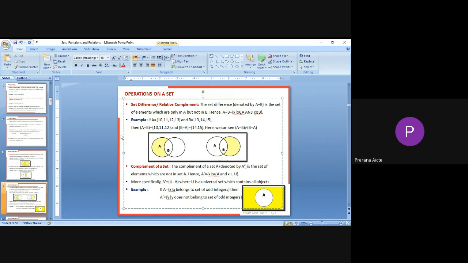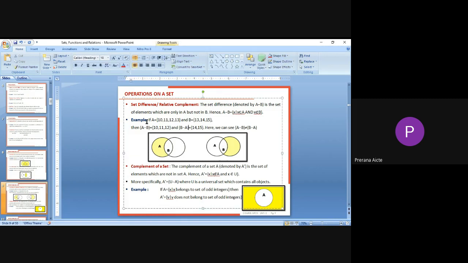And here, if you see, this is A minus B, and here this diagram shows B minus A. So if you take the set A, the part that belongs to only A. If it belongs to B, then it will not be shaded here. So this is A minus B. Similarly, this is B minus A.